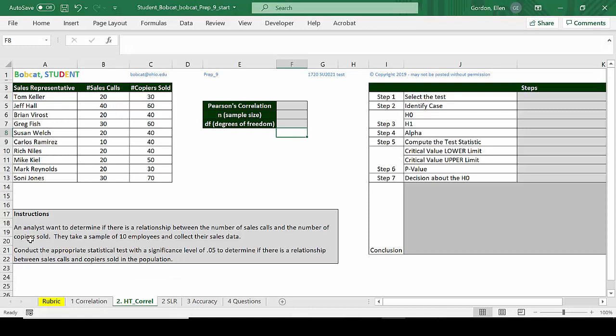So if you look at the problem description, you can see that an analyst wants to determine if there's a relationship between the number of sales calls and the number of copiers sold. They take a sample of 10 employees and they collect their sales data. So we have data from just 10 employees, and we're going to take that data and conduct a hypothesis test, and then we're going to draw a conclusion about the entire corporation. So all of the employees, and there's many more than just 10.